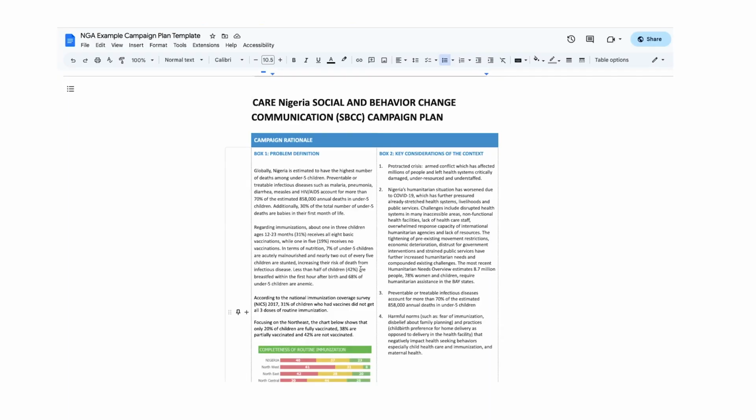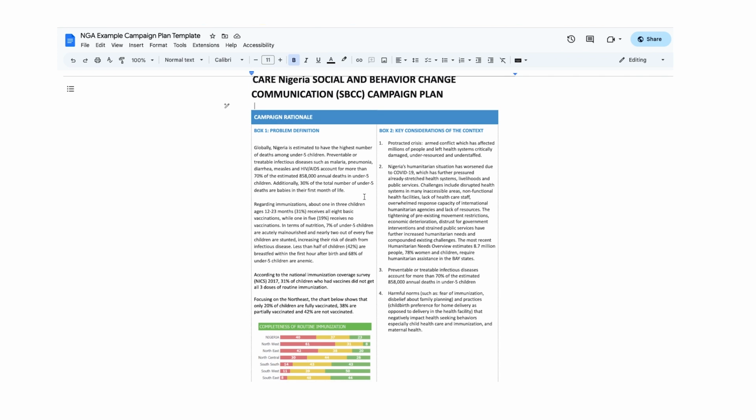For this example campaign, we're going to pretend we're part of the CARE Nigeria team and design a campaign to improve knowledge and drive behavior change around early childhood vaccination. To start, the campaign plan template begins by asking you to describe the problem you're trying to solve.